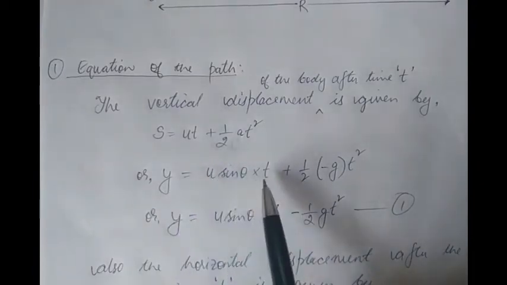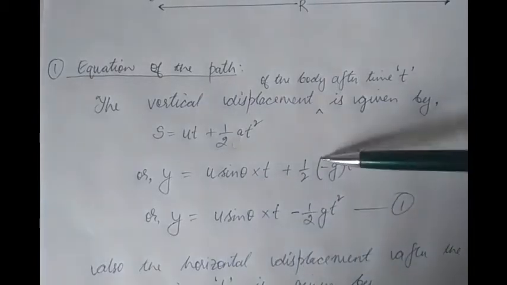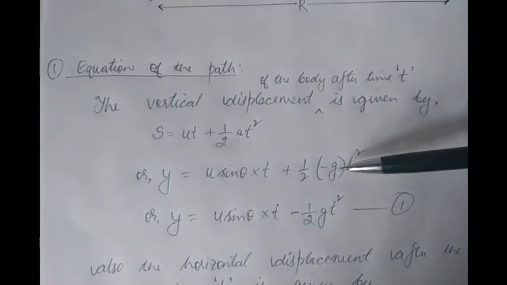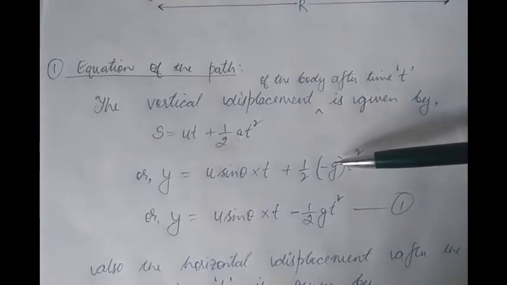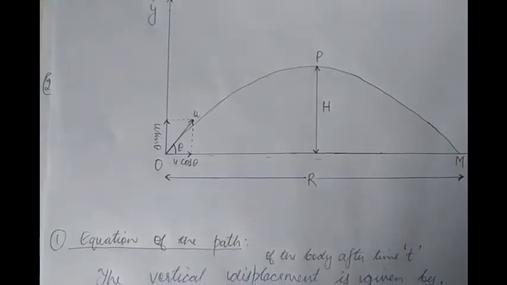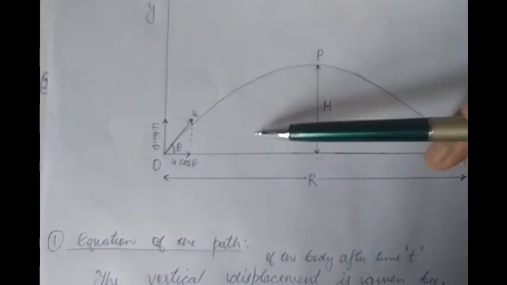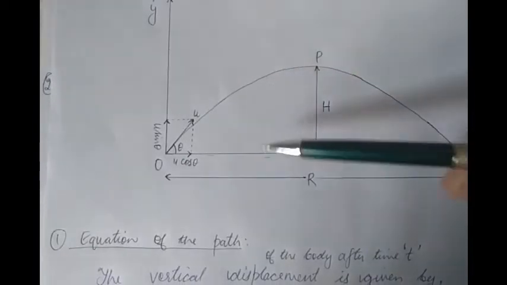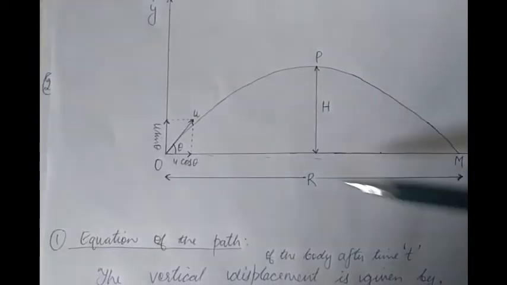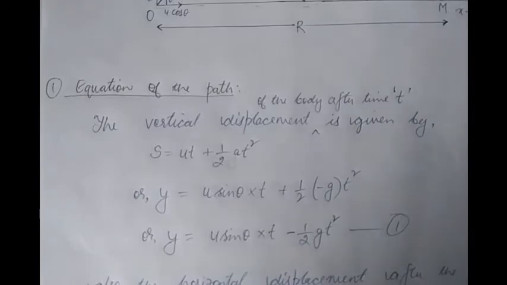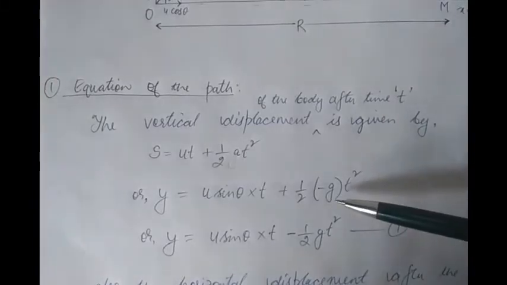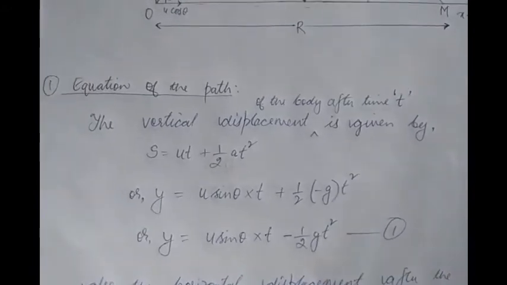So since we are considering vertical displacement, the vertical displacement y at any random time t is given by u sin theta into t plus half into, what is the acceleration? Acceleration is g, that is the acceleration due to gravity. And why the minus sign? Because the projectile is traveling in the upward direction, and the acceleration due to gravity acts vertically downward. So since the motion of the body and the acceleration due to gravity are opposite to each other, we have this minus sign. So minus g into t squared, because of which we get y is u sin theta into t minus half gt squared. Let this be our equation number 1.